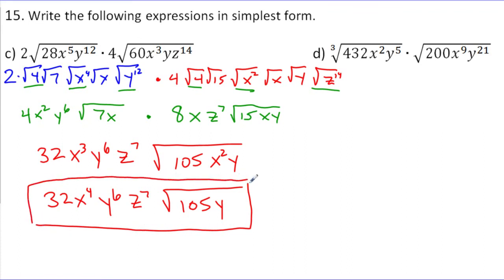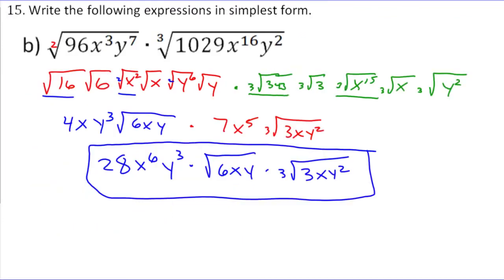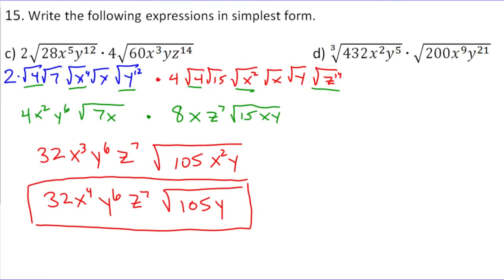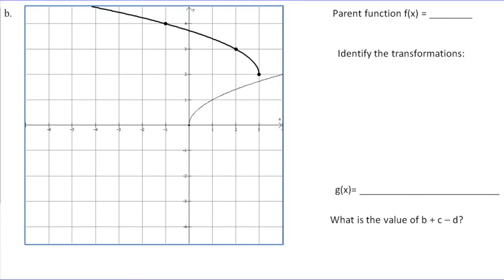So just for the sake of time, I am not going to do D because D is very similar to what we just did in letter B. If you notice, an index of 2 and an index of 3. So simplify your radicals, combine what you can combine, and you are finished with that problem. Okay, so let's finish up with our graph.